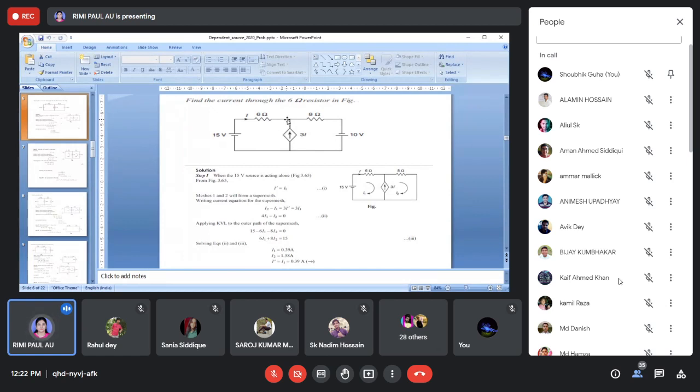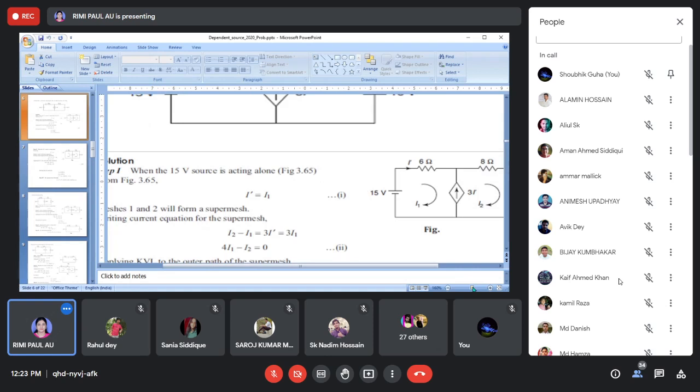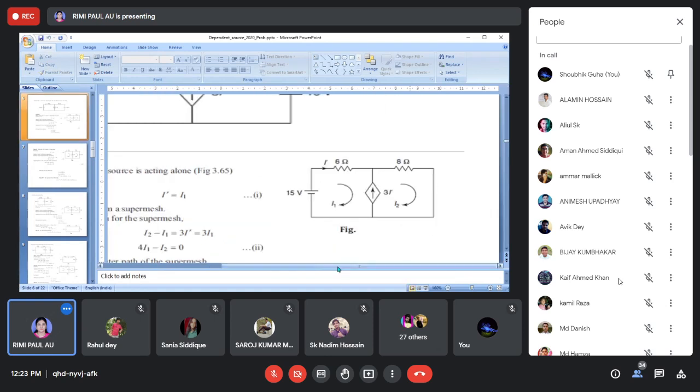Either you can apply the nodal method here, then it is easy, you don't have to take so much pain, because (V minus 15) by 6, this is incoming, so minus 3i, plus (V plus 10) by 8, is equal to 0, no issue. But if you apply the super mesh method, then it is easier than the nodal method, because if you take I1 here, you can see here I1 and I2.